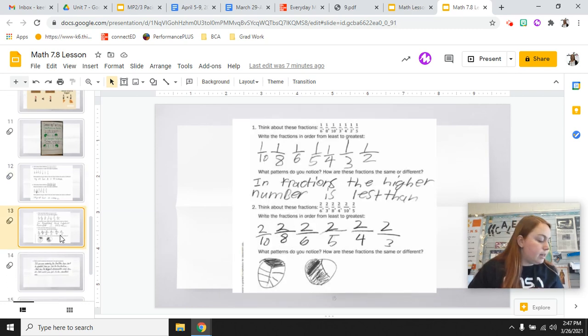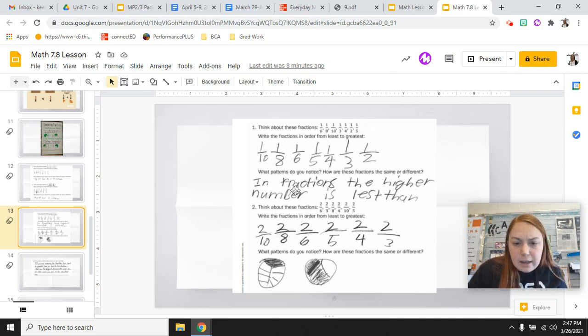Now let's look at another student. So let's look at child B. So this is child B's work, okay? So they did 1/10, 1/8, 1/6, 1/5, 1/4, 1/3, 1/2. So we saw that they also did this for this problem.